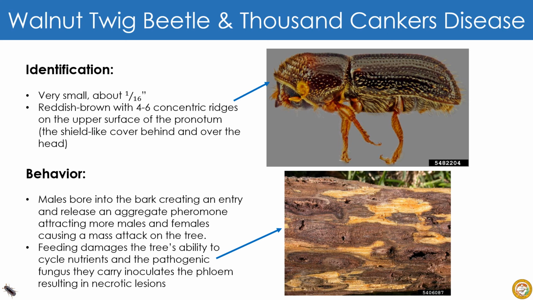Adult males bore into the bark of trees, creating an entry for the females to follow. They produce an aggregate pheromone, attracting more males and females, resulting in a mass attack on the tree. Feeding from the adults and larvae damages the tree's ability to cycle nutrients. Additionally, the spores of Geosmithia morbida on their wings transfer to the phloem, causing necrotic lesions to develop. The damage from the beetle and the pathogen can eventually kill the tree.